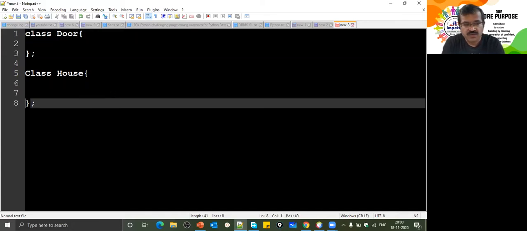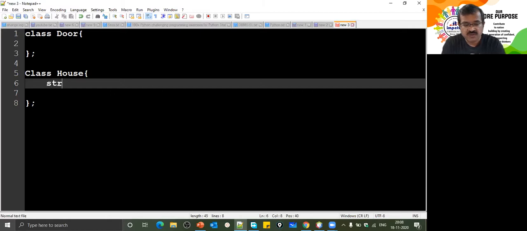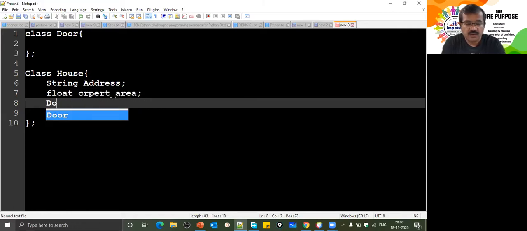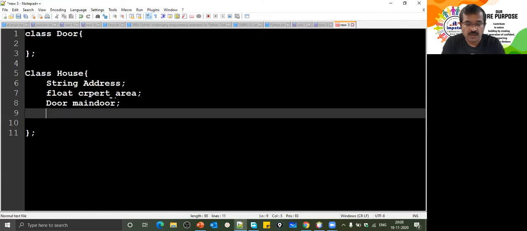And when I'm describing house, house will have, suppose, string address, float area, float carpet area, and it will also have door main door, door rear door.